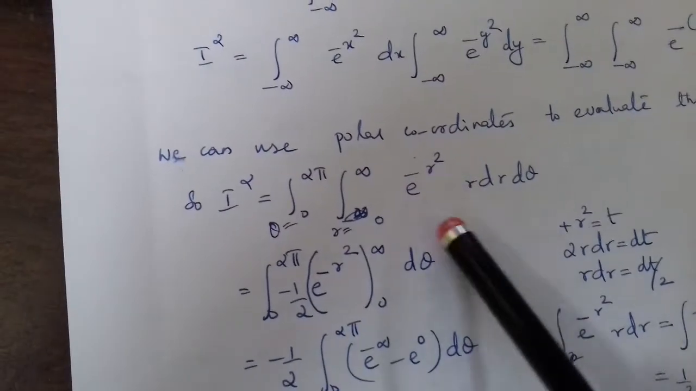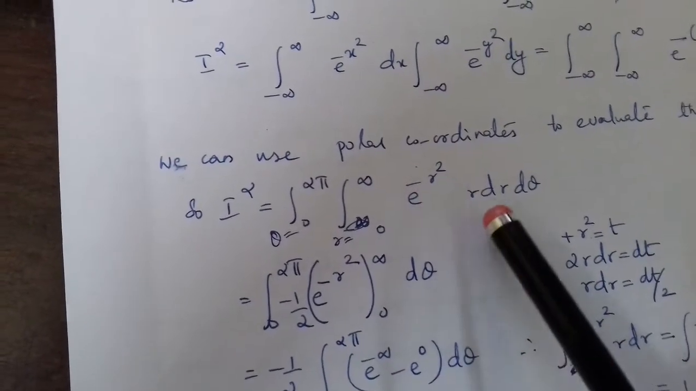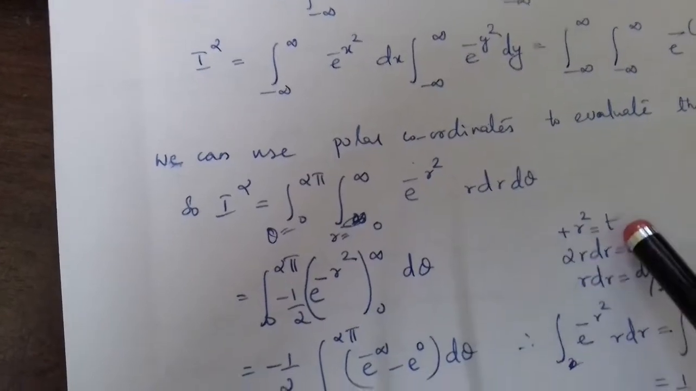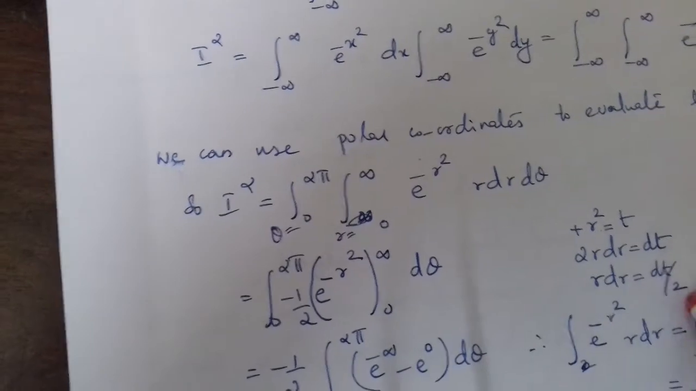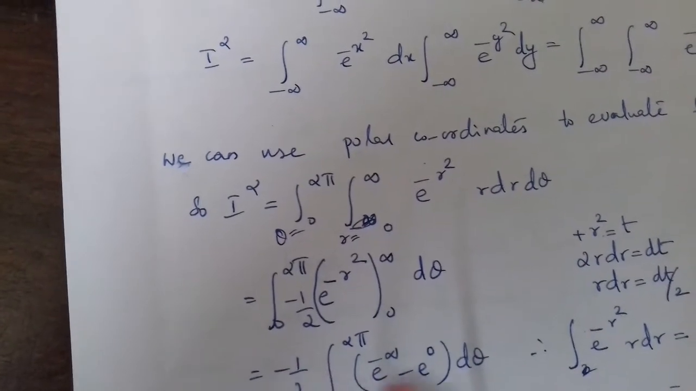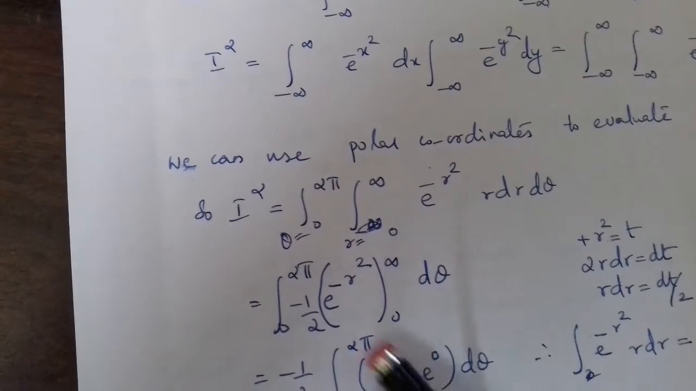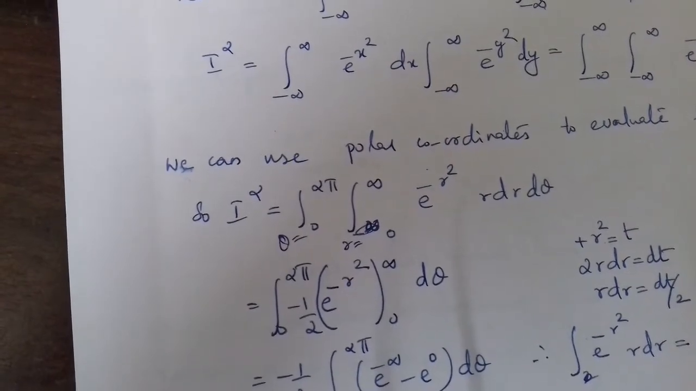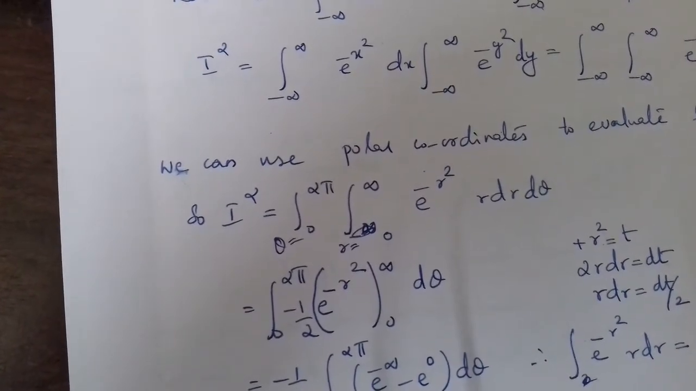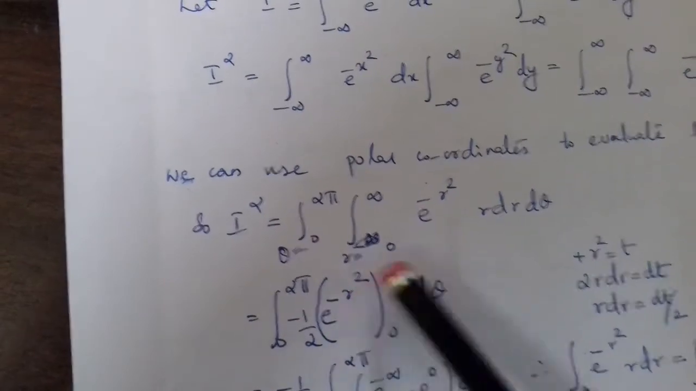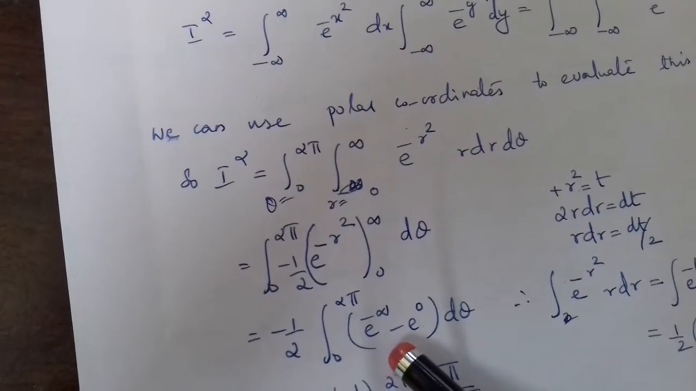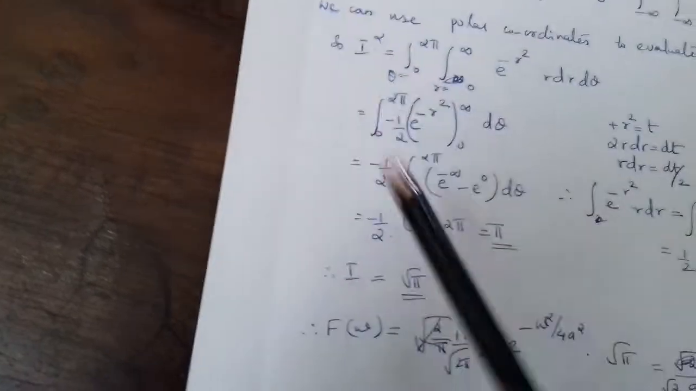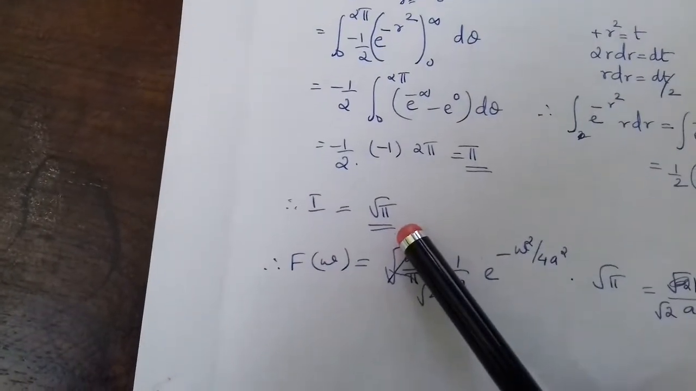First of all, integrating with respect to r. So e raised to minus r square r dr. We can put r square as some t, so that 2r dr is dt, r dr is dt by 2. So it becomes minus 1 by 2 integral of e raised to minus t. Applying the limits 0 to infinity, e raised to minus infinity is 0 and e raised to 0 is 1. So it is pi. So I square is pi, which means I is root pi.